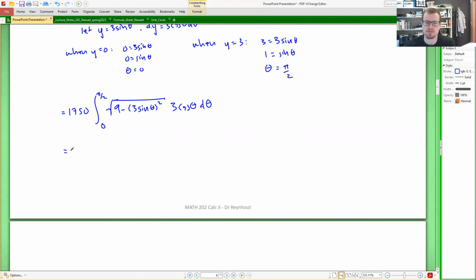So this is equal to 1,750. If I want to, I can pull that 3 out, so multiply by 3, times the integral from 0 to pi over 2 of the square root of 9 minus, distribute the square to get 9 times sine squared theta. And I still have a cosine theta d theta here.